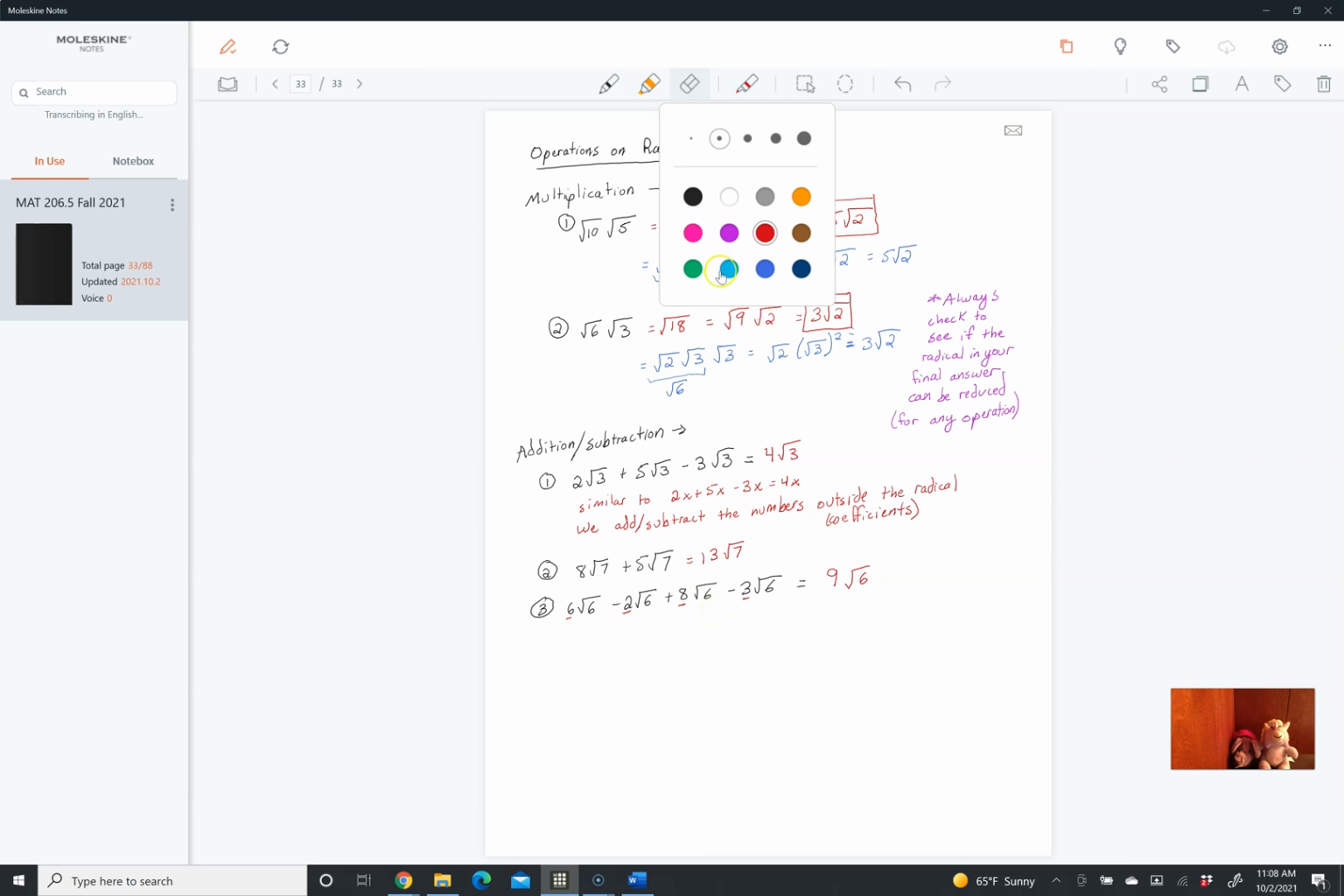Okay, let's make this a little bit more complex. So in all of these cases, we kept it simple because we just have square roots. And the radicand, the number that's underneath the square root, is always the same. So we can just add the coefficients. Okay, this is actually always going to be the case. You cannot add or subtract in any other case. So let's write this down.